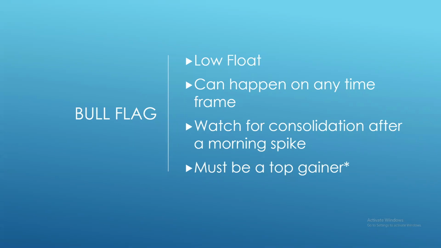Now, when we look for a bull flag pattern, as you can imagine, this is the criteria. We're looking for a low float. This can happen on any time frame. We're going to watch for consolidation after a morning spike, and it must be a top gainer. Guys, if you see a little spike and a little consolidation, it's not a bull flag pattern. A bull flag pattern is going to be a clear-cut bull flag pattern. If it's not clear, that's a bear. If you have to say to yourself, is that a bull flag pattern? No, maybe, kinda. Well, then it's not one. These patterns are going to work out when there's the most volume, when people are following the setup. So what would a bull flag pattern look like?